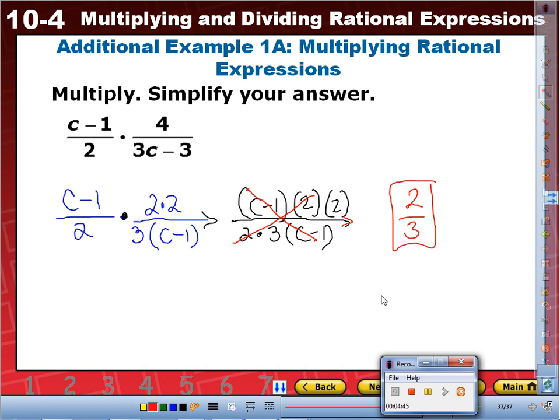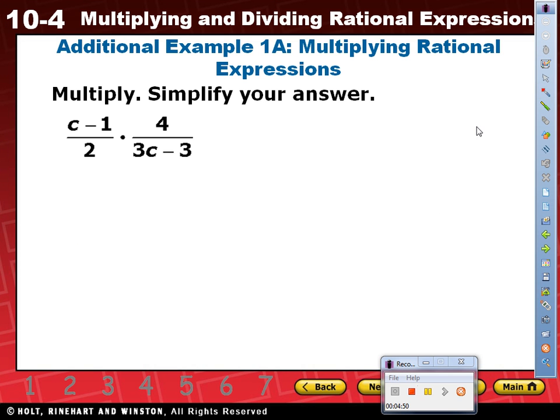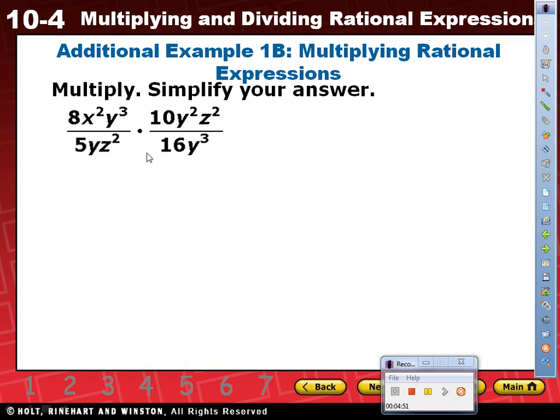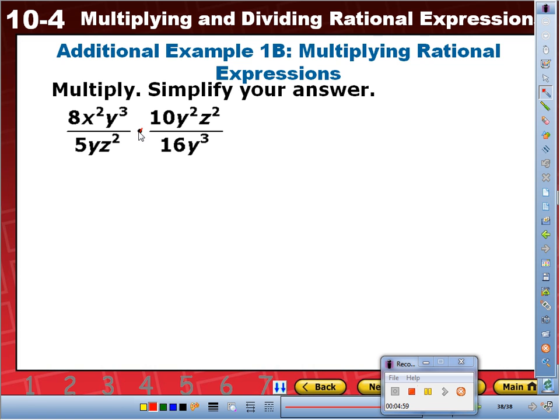That was example 1A. Let's go to example 1B. Copy this down, please. Example 1B. It says multiply, simplify your answer. We got 8x squared y cubed over 5y z squared, times 10y squared z squared over 16y cubed. Yes. Let's do this one together.